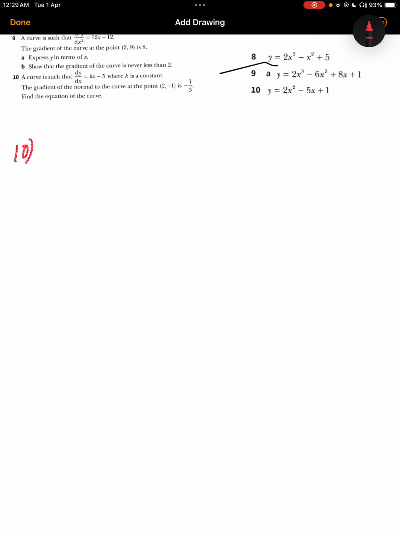Okay, no problem. First thing first, if we differentiate the curve, it will be kx - 5, where k is a constant. The gradient of the normal to the curve at the point (2, -1) is -1/3. Find the equation of the curve. It is given as dy/dx = kx - 5.